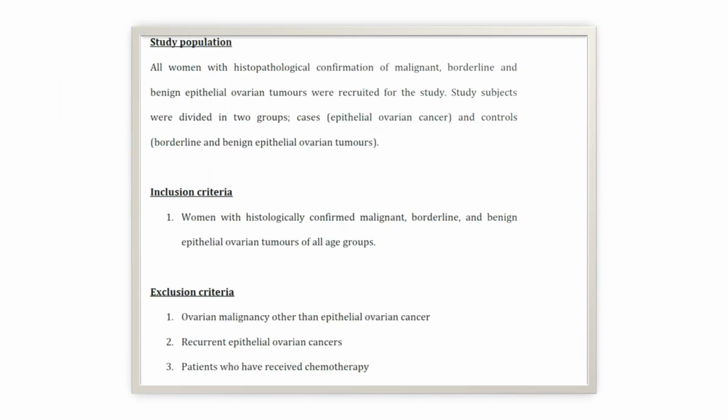So this is an example of how you can write the study population: all women with this and that diagnosis will be included. Now, inclusion criteria: women with histologically confirmed malignant, borderline, benign epithelial ovarian tumors of all age groups. Exclusion criteria. So here, can you point out the mistake? You can write in the chat box if you want. I'll give you a moment.